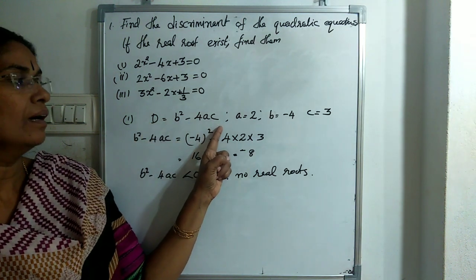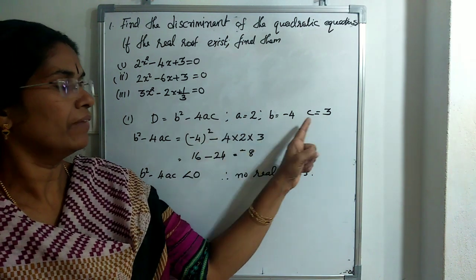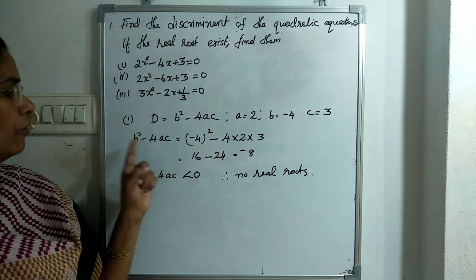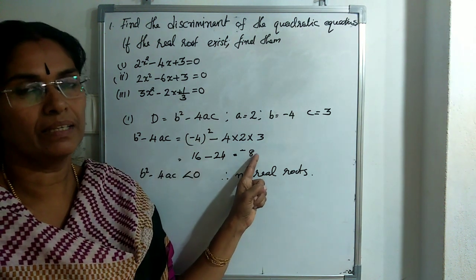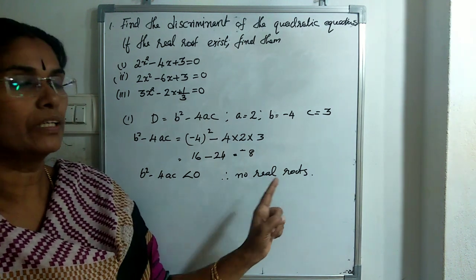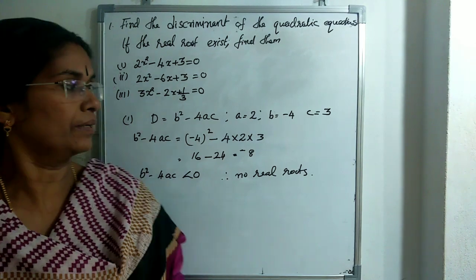First we are writing the formula. After that, for each value we are writing what is a, what is b, what is c, and applying the formula b square minus 4ac. So we will get minus 8, that is less than 0. So there is no real root. Clear? Okay, we can do the next question.